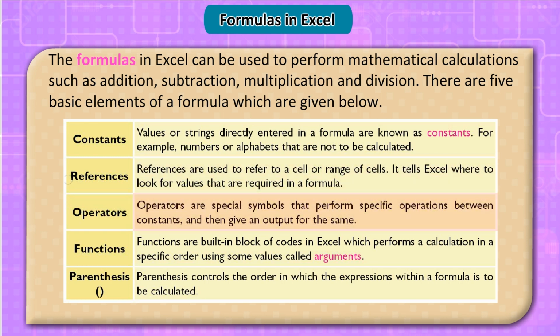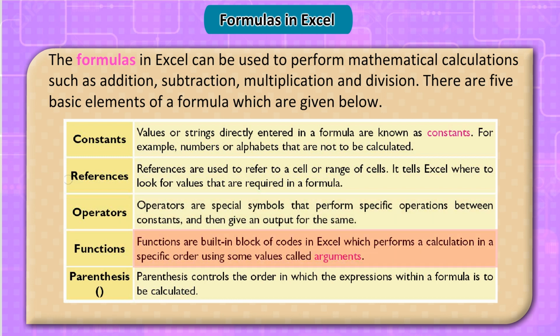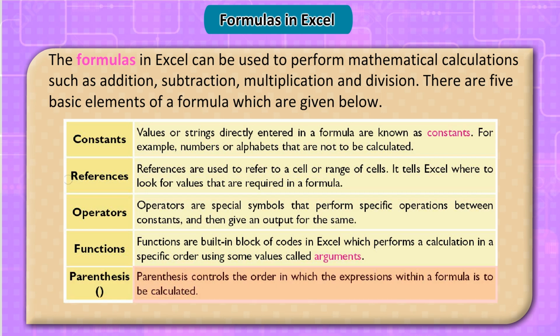Operators. Operators are special symbols that perform specific operations between constants, and then give an output for the same. Functions. Functions are built-in blocks of code in Excel which perform a calculation in a specific order using some values called arguments. Parentheses. Parentheses control the order in which the expressions within a formula are to be calculated.